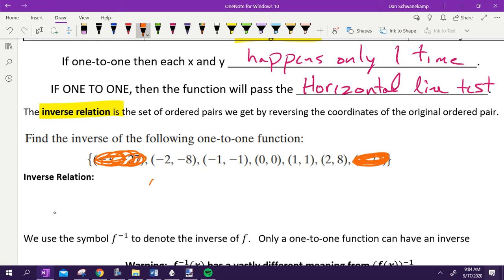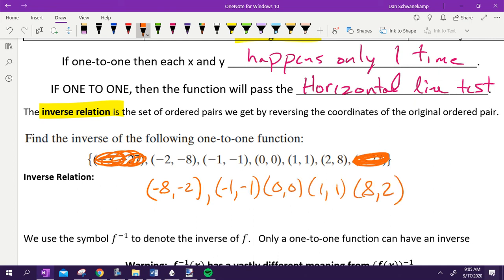Okay, so to find its inverse here, all we're going to do is take these ordered pairs and flip them. So -2, -8 becomes -8, -2. -1, -1 becomes -1, -1. 0, 0, 1, 1, 8, 2. That is the inverse relation here. All we had to do was take the x's and the y's and flip them. That's it.